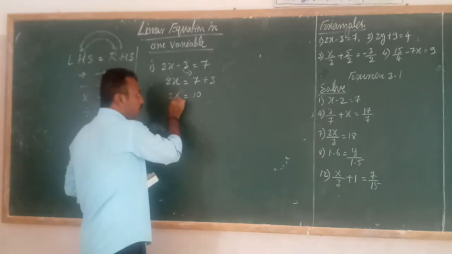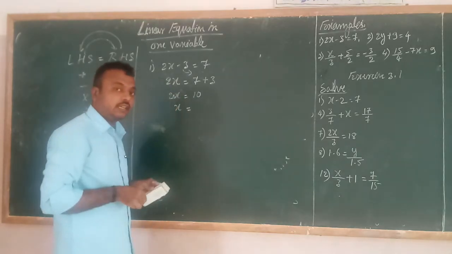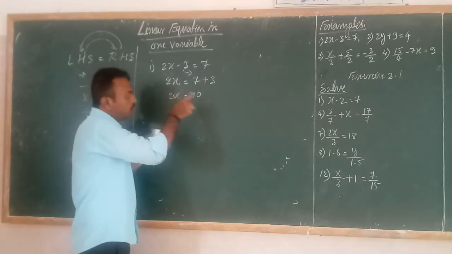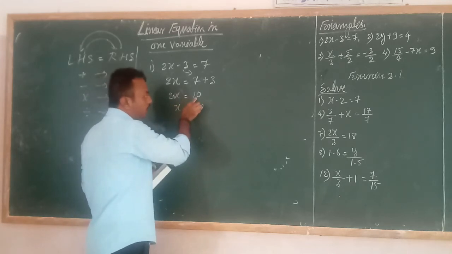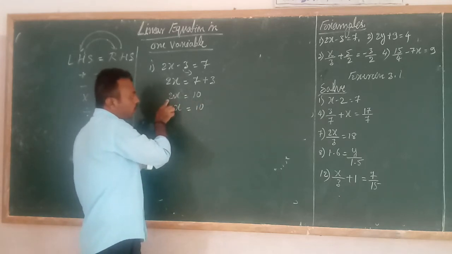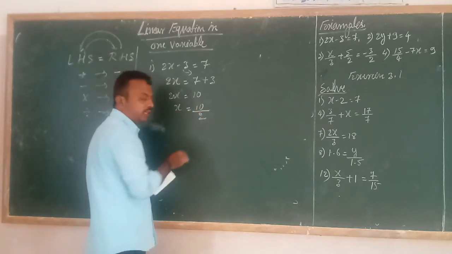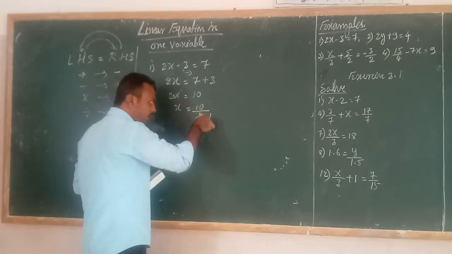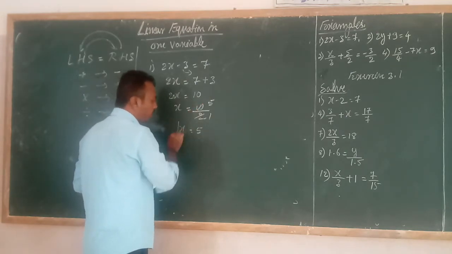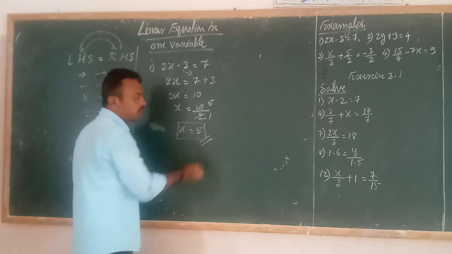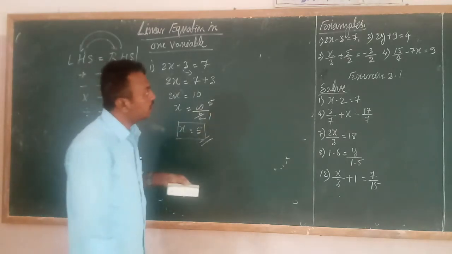So now I want x. Between x and 2, which sign is there? Correct, multiplication. So I will send 2 from the LHS to the RHS. Now 10 I will write as it is. When 2 goes to the RHS, it becomes divided by. So now you have to simplify that. 2 ones are 2, 2 fives are 10. Therefore x is equal to 5. Understood? So like this we have to solve it. So I will take another example.